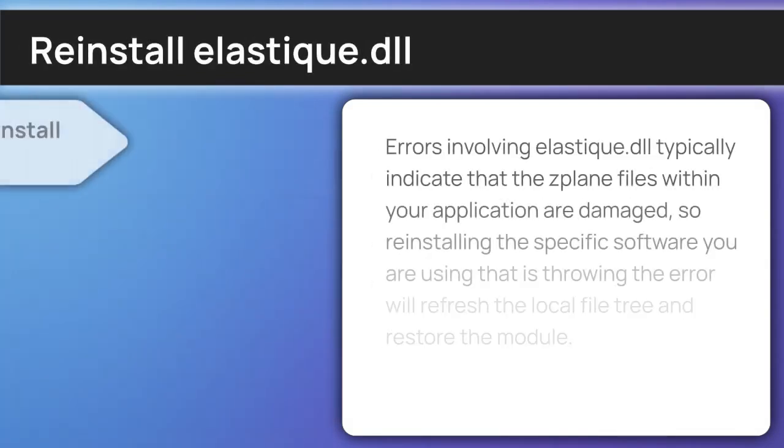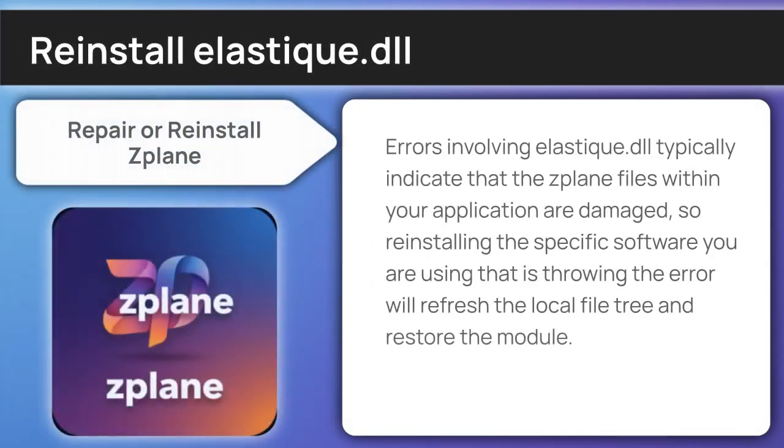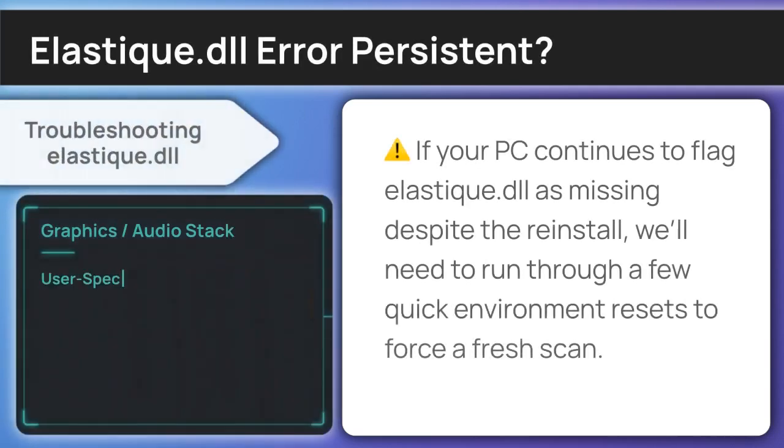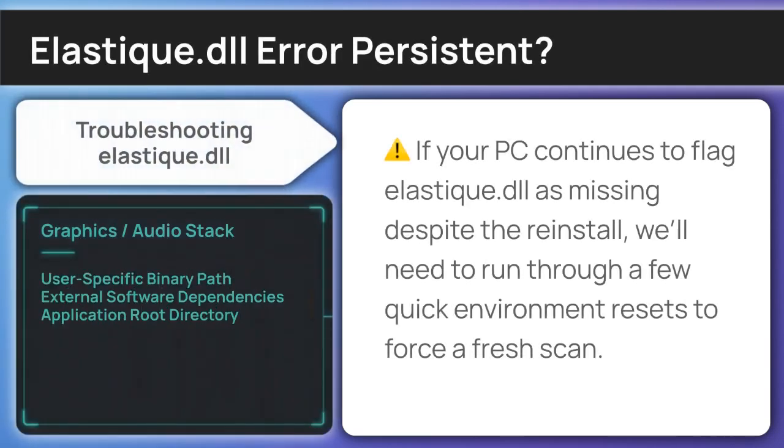Errors involving Elastique Library DLL typically indicate that the Zplane files within your application are damaged, so reinstalling the specific software you are using that is throwing the error will refresh the local file tree and restore the module. If you are still encountering the error after following the official setup, it's time to investigate the underlying system architecture.